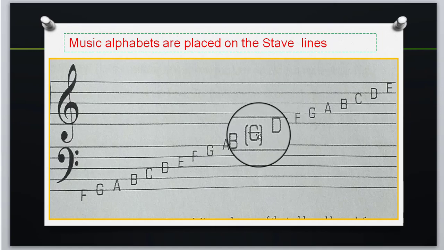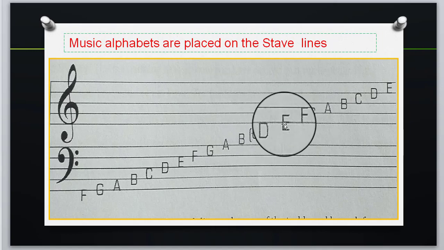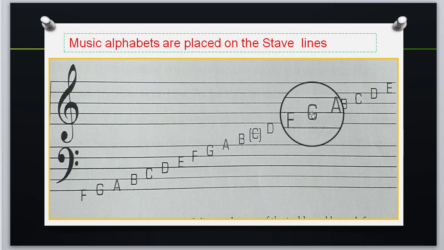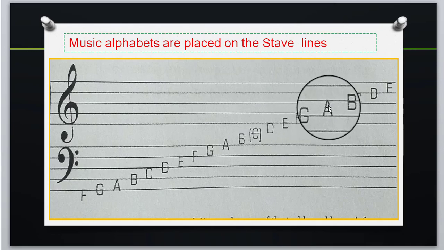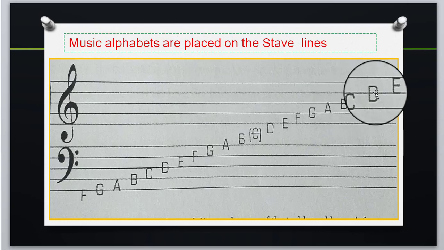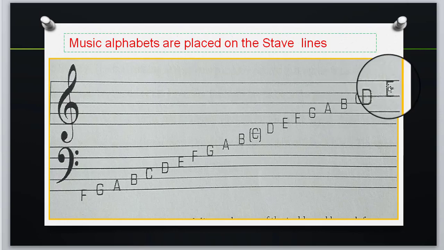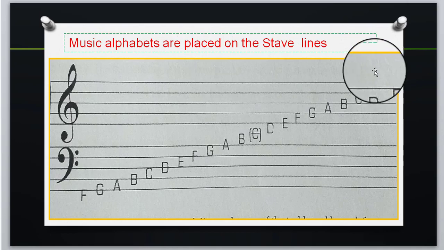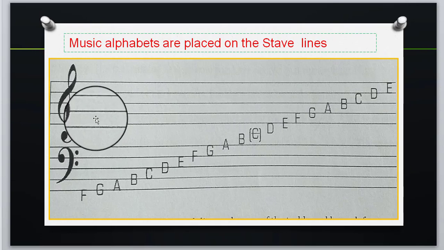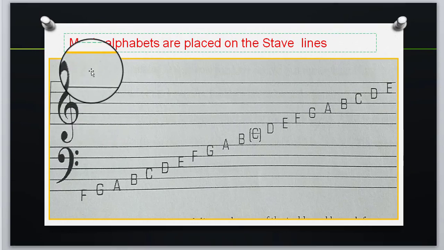So this is a C, and we have D, and the first line is E, as we have seen already, and the next space is F, next line is G, next space is A, next line is B, and the next space is C, next line is D, F, and the next space will be G. That goes on. We'll see it in the next class. So this is how the music alphabets are represented for the treble clef.